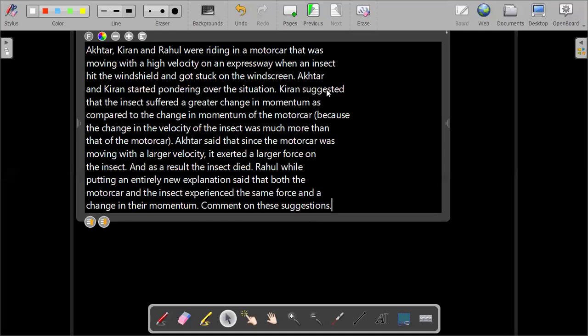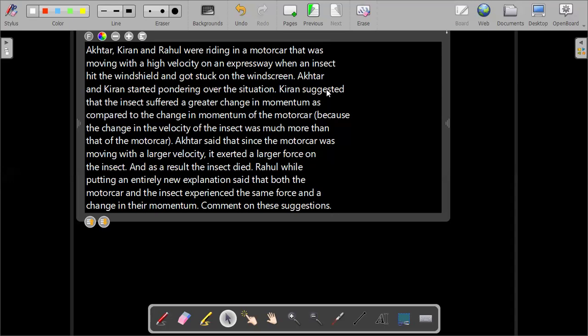Okay, so Akhtar and Rahul were riding in a motor car that was moving with a high velocity on an expressway when an insect hit the windshield and got stuck on the windscreen. Akhtar and Kiran started pondering over the situation. So Kiran suggested that the insect has suffered a greater change in momentum as compared to the change in momentum of the motor car, because the change in velocity of the insect was much more than that of the motor car.